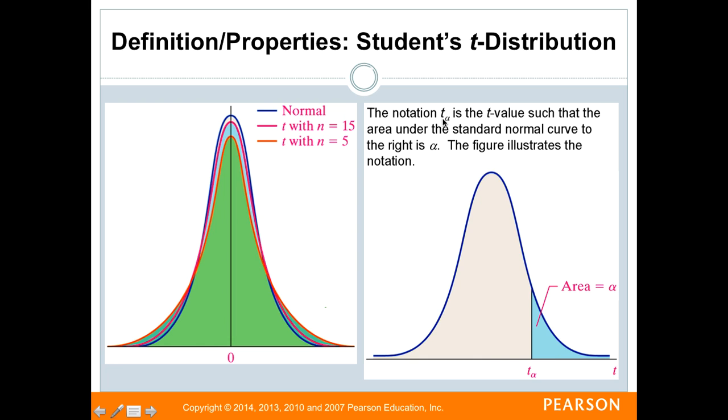Now, the notation t alpha is just the t value such that the area under the curve to the right is alpha. This looks a little bit different than when we were talking about the normal distribution. The normal distribution gives us area to the left, but for this one, the area alpha is just the area to the right. So if this is your t-distribution, this would be t alpha.